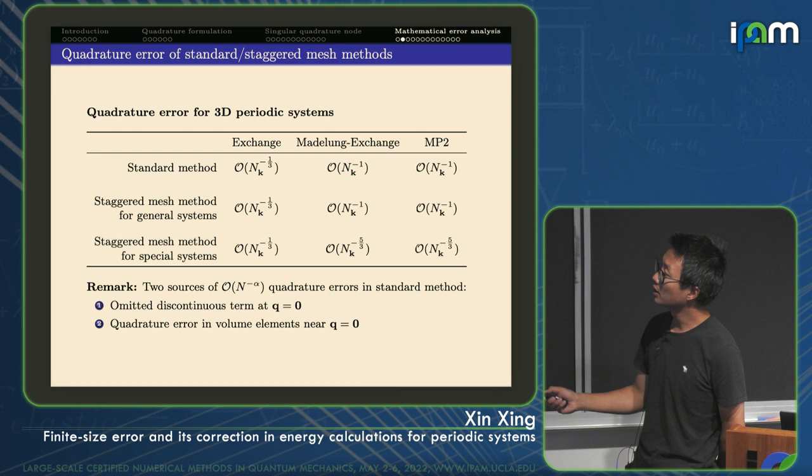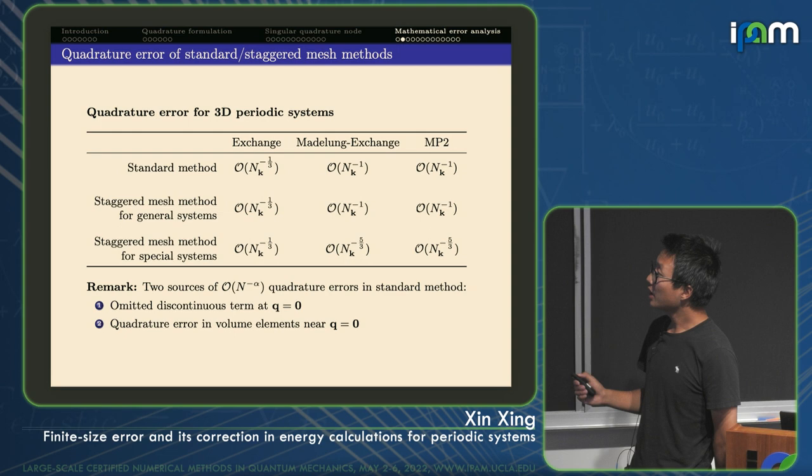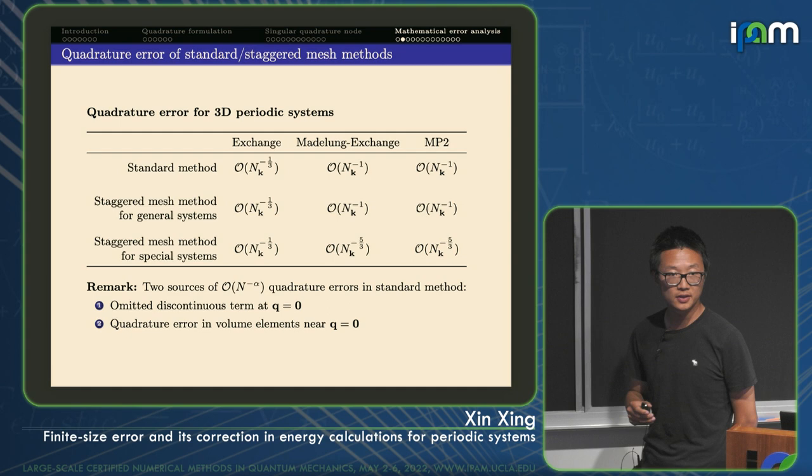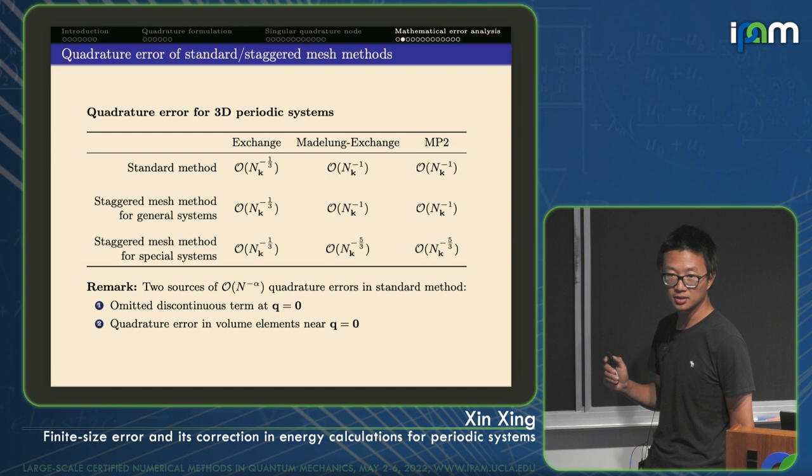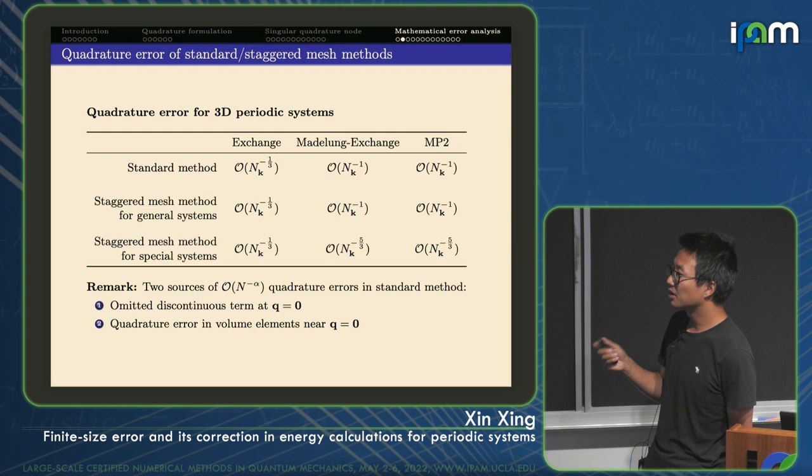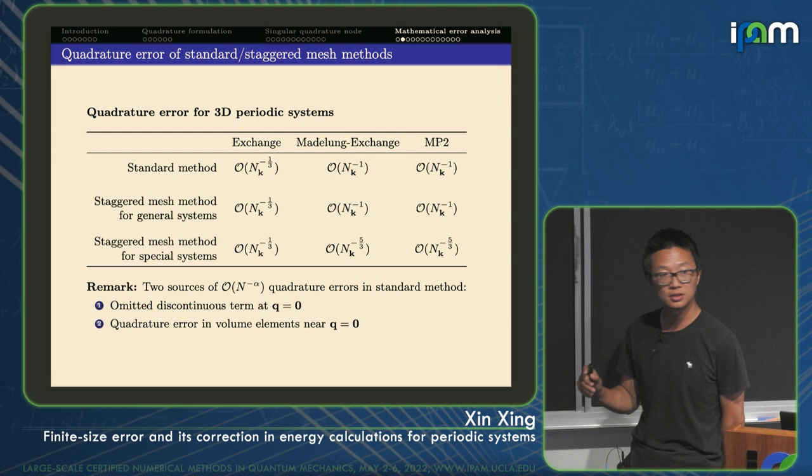And you may have noticed that the quadrature error here for standard calculation are exactly of the same scale as the quadrature error due to zero momentum transfer I showed you earlier. And that is indeed the case, but you may wonder whether the singular quadrature node q equals zero is a single source of the quadrature error here or not. The answer is no. Otherwise, the analysis can be quite easy.